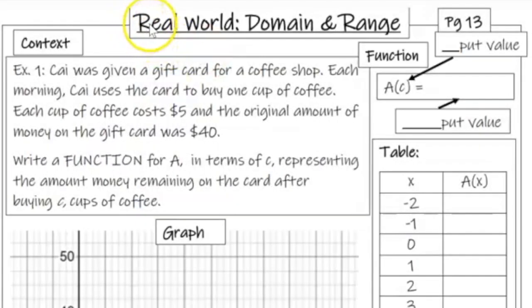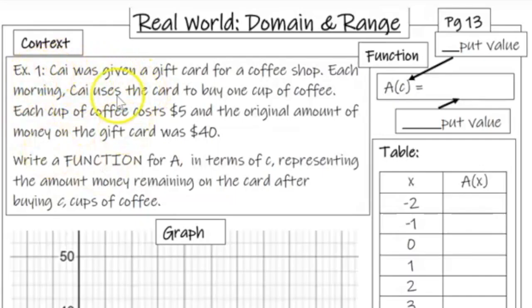All right, today we're going to take a look at real-world domain and range. So remember, domain is your x values from left to right, and range is your y values from the bottom to the top. We'll be re-looking at things we've covered previously, so if you get lost on any of those things, please go look for the previous videos to get those in more detail.